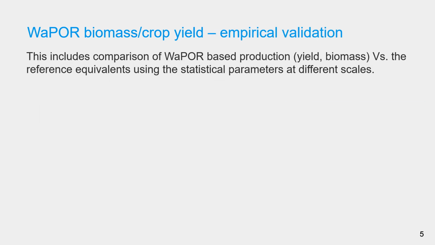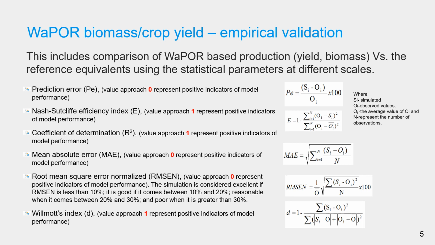Empirical validation is the process of using observed data and statistical methods to evaluate the accuracy and reliability of calculated or simulated values. Empirical validation of the biomass or yield derived from WaPOR NPP layers can be done by comparing with the measured yield from field experiments or surveys and calculating the error metrics, such as root mean square error, mean absolute error, coefficient of determination, etc.